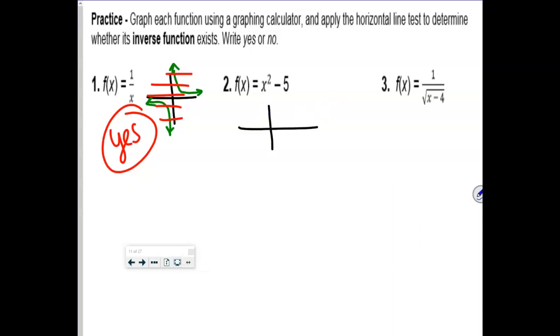All right, this next one. Y'all know this as your parabola that's been shifted down 5. So that's a big no. It fails the horizontal line test.